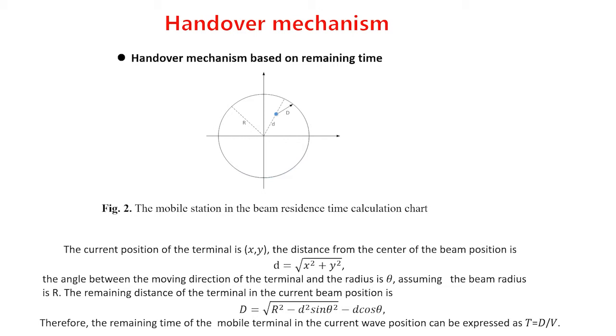When it is less than the remaining time threshold, all mobile terminal handover requests will be queued according to the remaining time, and the gateway will give priority to the terminal with the least remaining time to allocate time slot resources. It can be seen that under this handover mechanism, some urgent terminals can be processed preferentially, which reduces the handover failure probability.